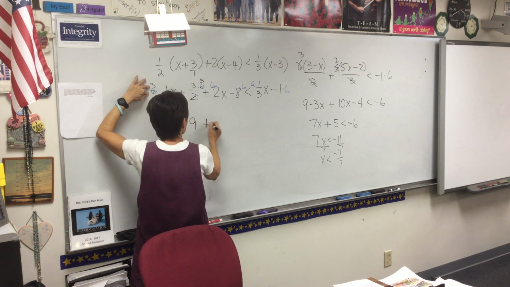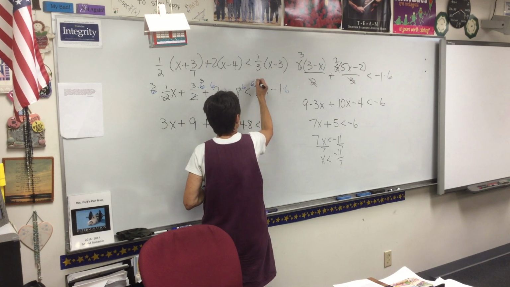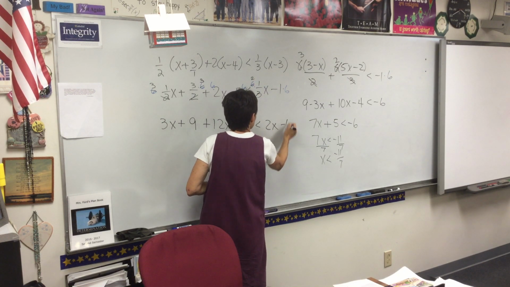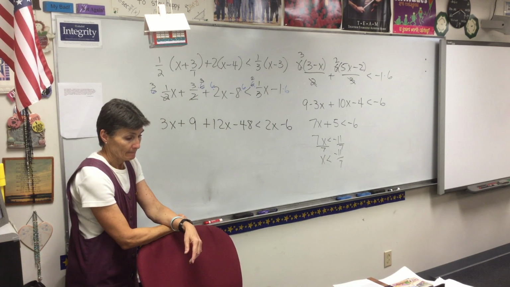3x plus 9 plus 12x minus 48, 2x minus 6. All right, take a look at that and make sure that's what you got.